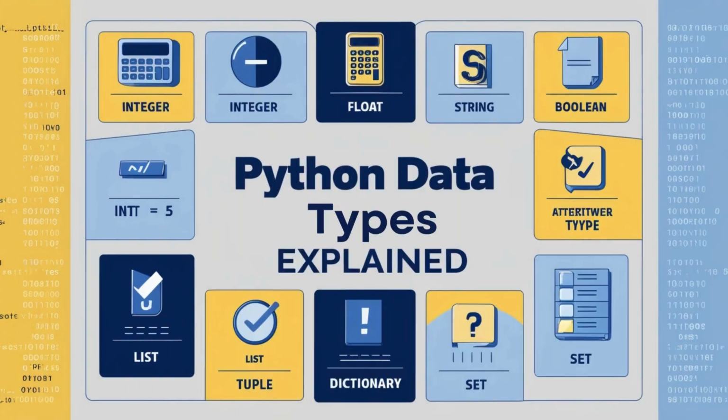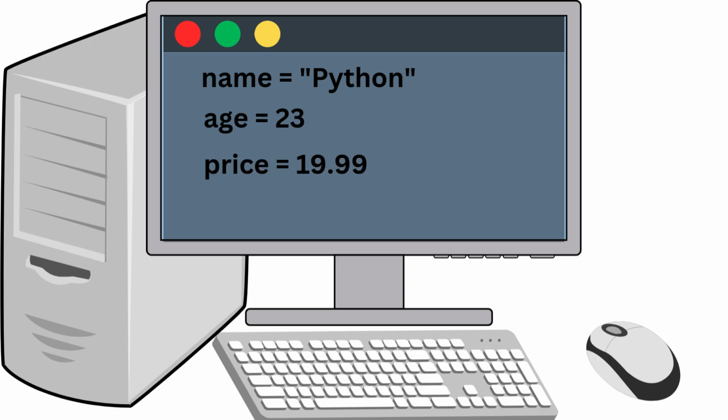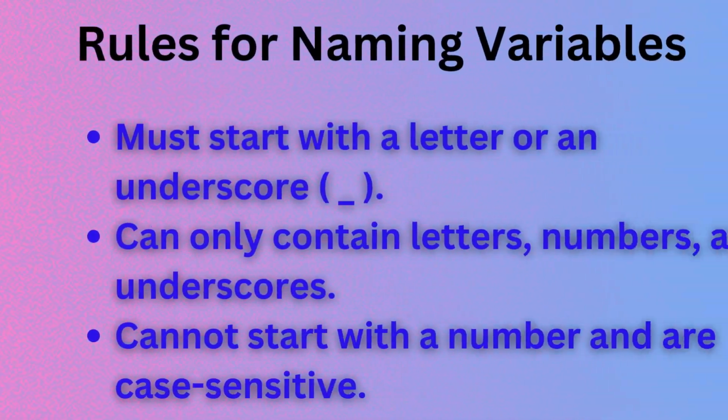Now, let's dive into Python's data types. Python supports different data types, and knowing them is essential for effective programming. Here are some of the basic ones. Strings, used for text. Example, name equals "Python". Integers, whole numbers without a decimal point. Example, age equals 23. Floats, numbers with decimals. Example, price equals 19.99. Booleans, represent true or false values. Example, is_student equals True. These data types allow Python to handle different kinds of information, and you can easily change the value of a variable to a different type.